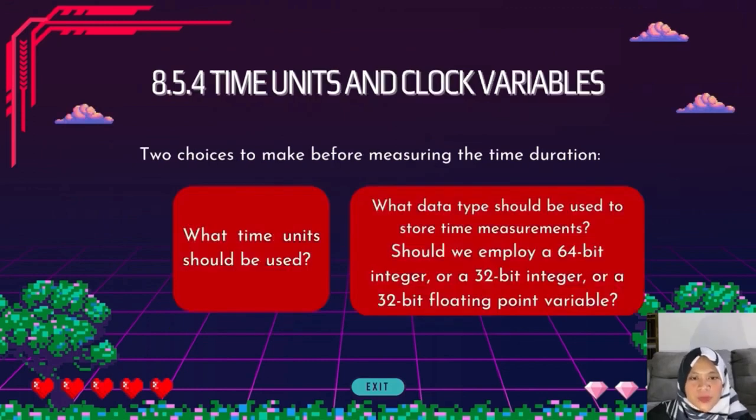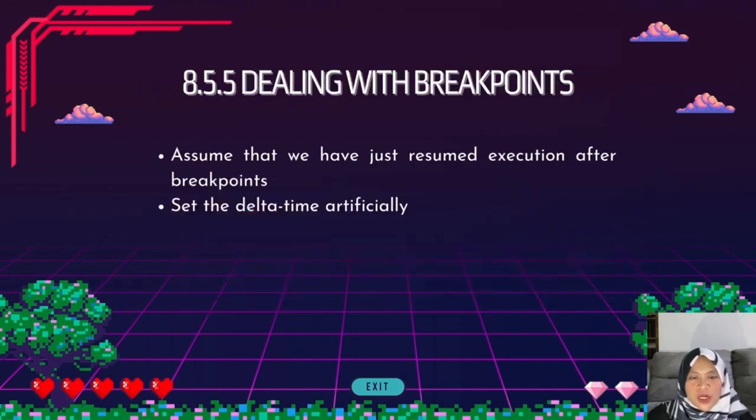There are two choices to make before measuring the time duration, which are what time unit should be used and what data type should be used to store the time measurement. To deal with breakpoints, we can assume that we have just resumed execution after a breakpoint, and we can set the delta time artificially.